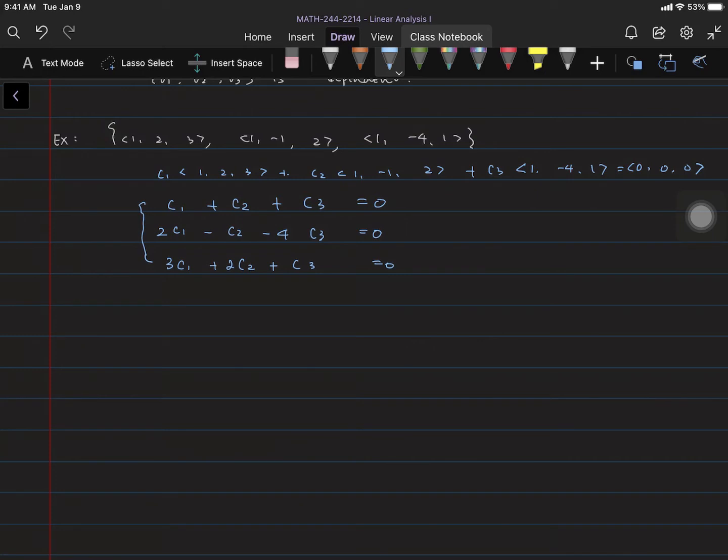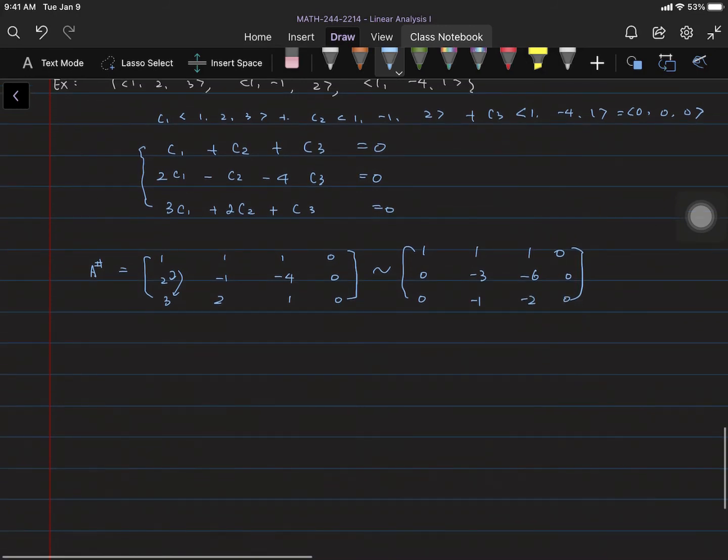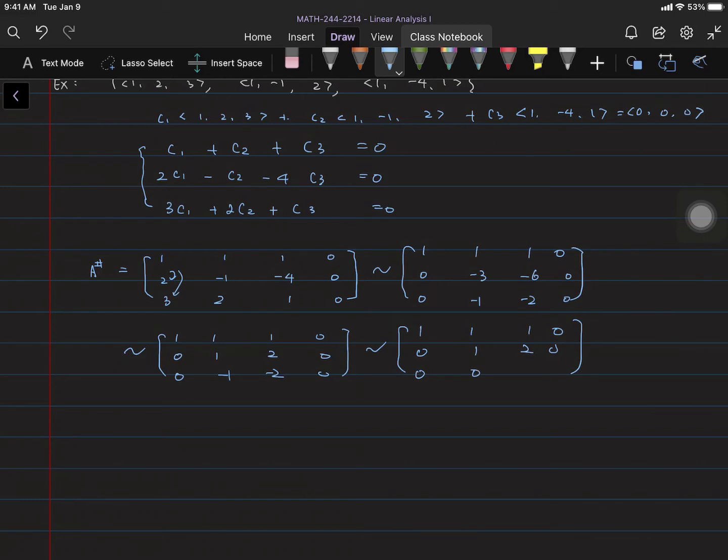And then I want to solve for C1, C2, C3. I write down my augmented matrix, which is 1, 1, 1, 0, 2, negative 1, negative 4, 0, 3, 2, 1, 0. Reduce this into row echelon, so it should be 1, 1, 1, 0. And in the first step, I reduce those into zeros. So 0, negative 3, negative 6. Next, the second row we can divide by negative 3, right, if we want to get 1 there. So 1, 2, 0, 0, negative 1, negative 2, 0. And here 1, 1, 1, 0, 2, 0. And the last row, you can see, because they are proportional, we get a 0 row.